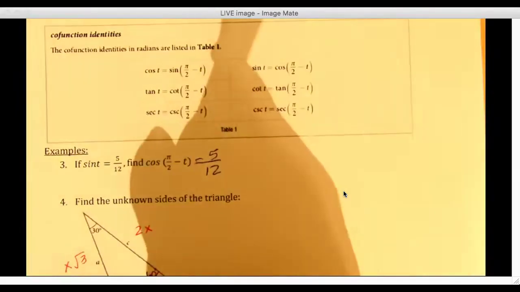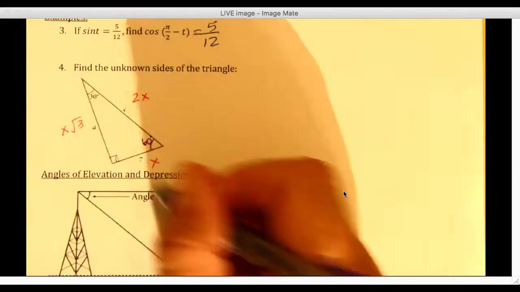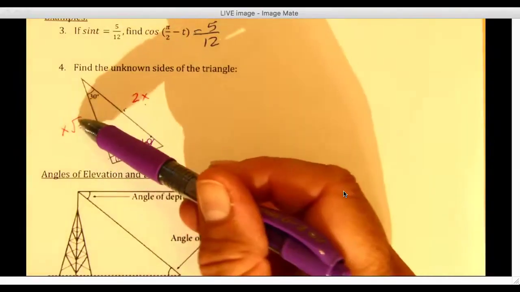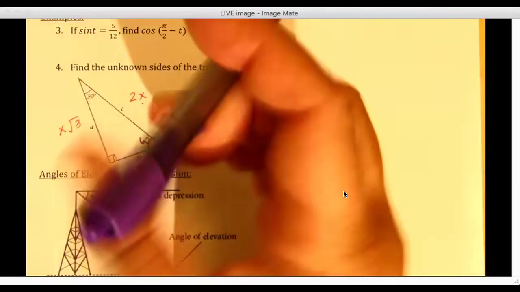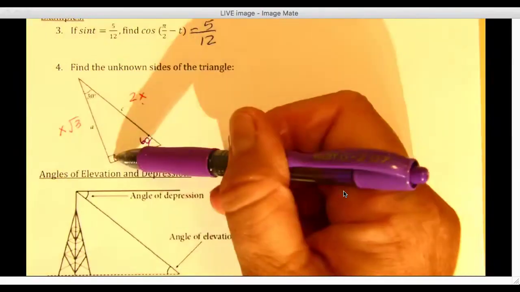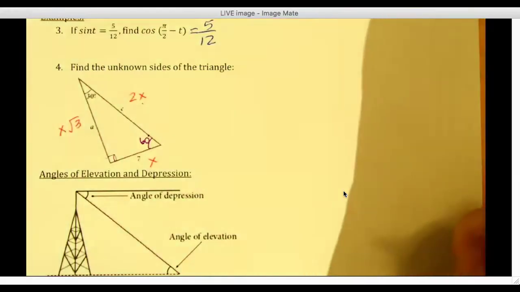And if we know that this side length is, oh, sorry, I didn't realize you couldn't see that on the screen. Let me push that up there. So 2x, x, square root 3, and x, this is from the previous page in the notes. And we know this because if this is 30, this is 90, this has to be 60 because all the angles in a triangle add up to 180.